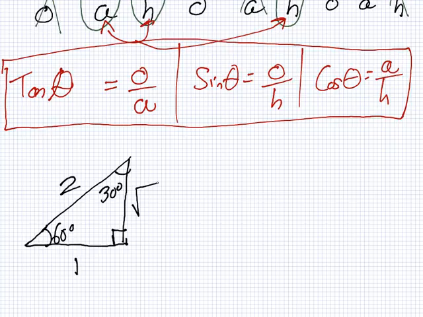If you type in sine 60, do you get the same thing? What do you get? Yes, same. Root 3 over 2, yeah? Okay. What is cos 60? 1 over 2.